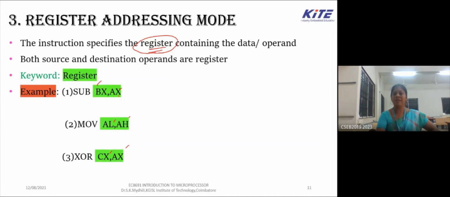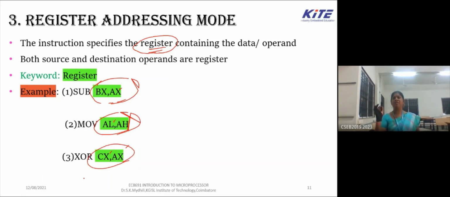So what does it do? The content of BX is subtracted with respect to AX. Are you clear? So here you could see that only the registers are specified. Yes, it's very simple and easy to understand.